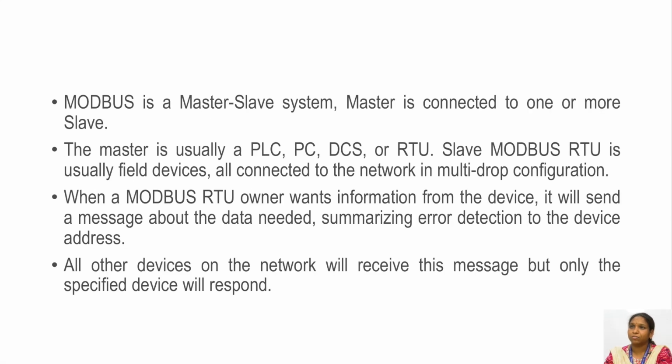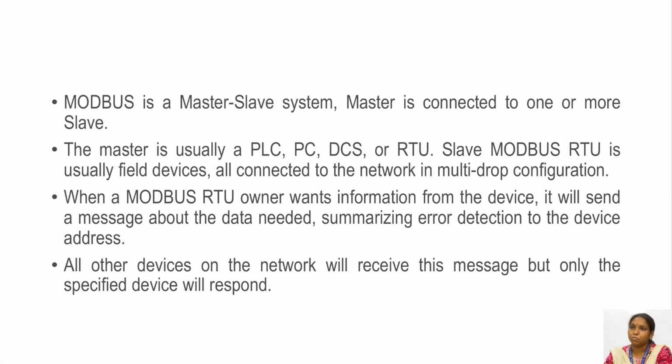Modbus is a master-slave system. The master is connected to one or more slaves. The master is usually a PLC, PC, DCS or RTU. The slave Modbus RTU devices are usually field devices, all connected to the network in a multi-drop configuration.